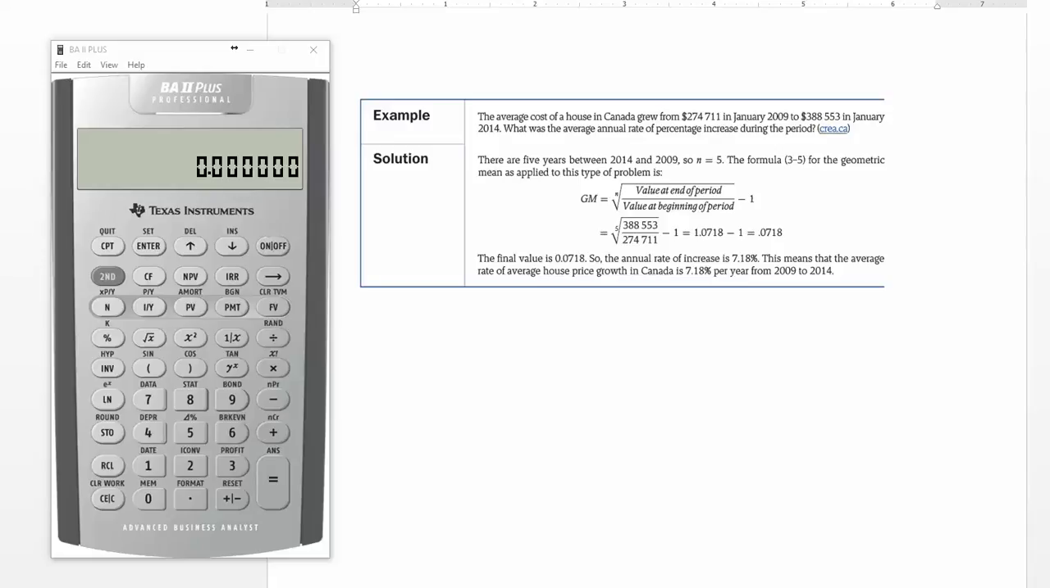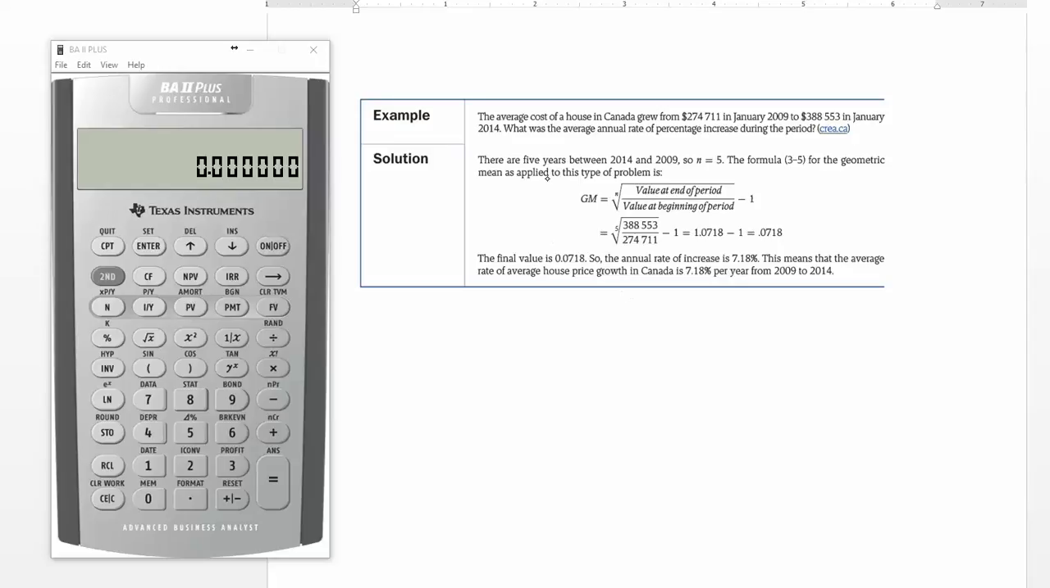Hi, Leah. I assume you mean this question here. The average cost of a house in Canada grew from $274,711 in January 2009 to $388,553 in January 2014. What is the average annual rate of percentage increase during that period?